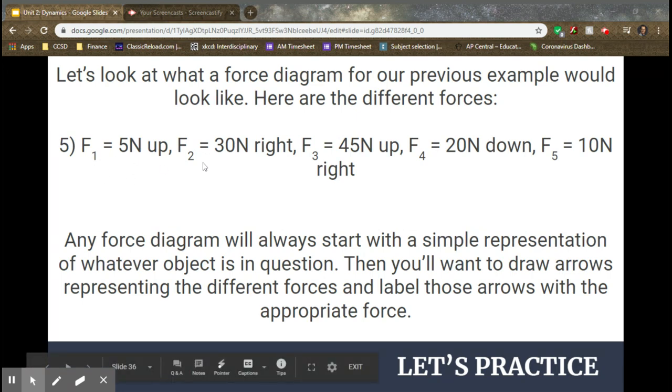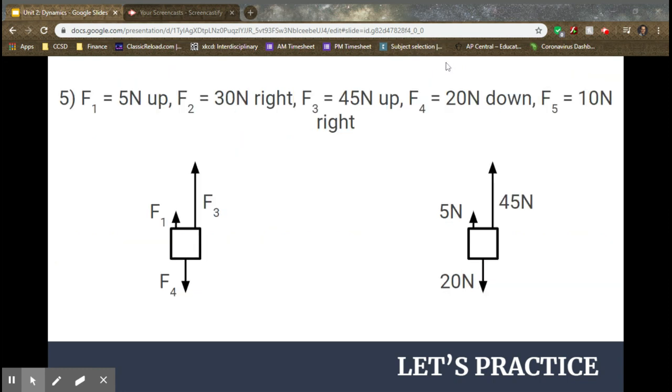Okay. So here's our setup. We've got all these different forces acting on a single object. All right. So we're going to start by representing whatever our object is, and then we're going to draw the appropriate arrows in the appropriate directions, and then we'll label them. Okay. So I split it up. You could have done this. I started with just the up down, okay, with the vertical direction.